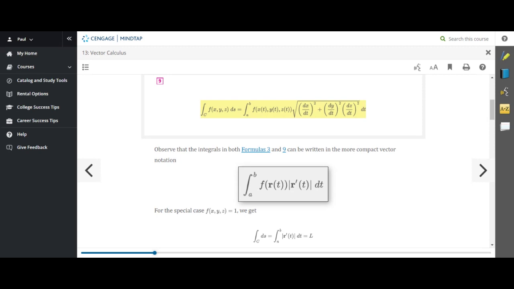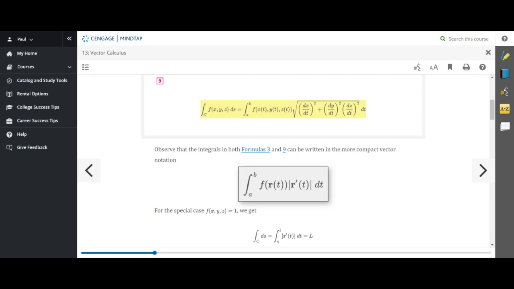Professor, I think that's missing a plus between the dy dt squared and the dz dt squared. That's a good catch. Thank you, Lexi. What Lexi's pointing out is that the highlighted yellow formula, between the dy dt quantity squared and the dz dt quantity squared, is missing a plus sign. Just keep in mind that there should be a plus sign there. Good catch. If you have the physical textbook, it has it correct.